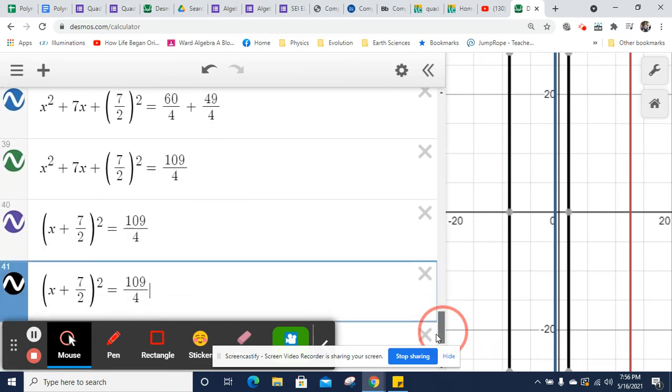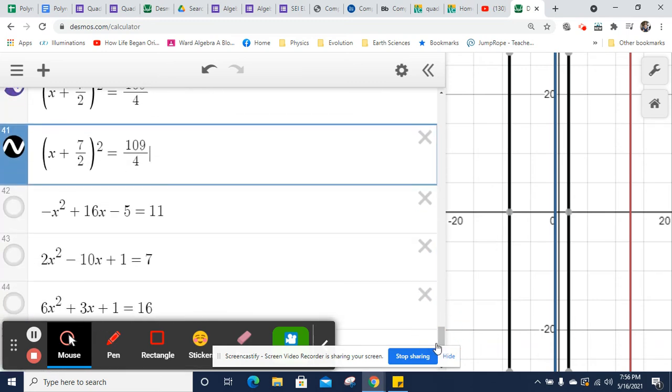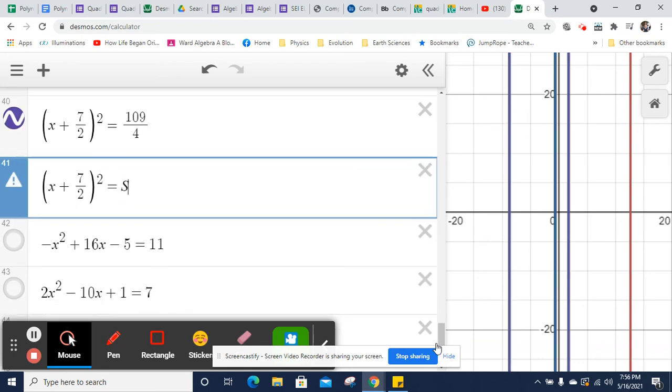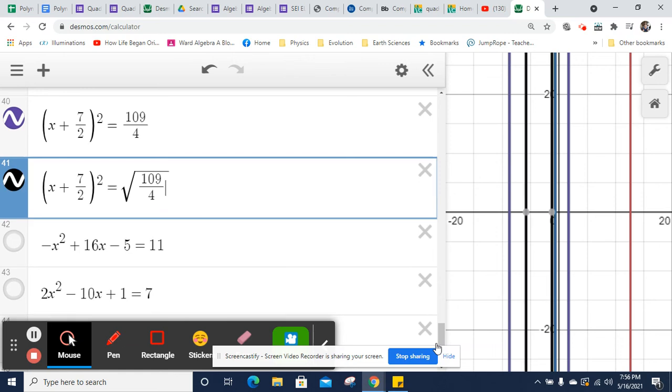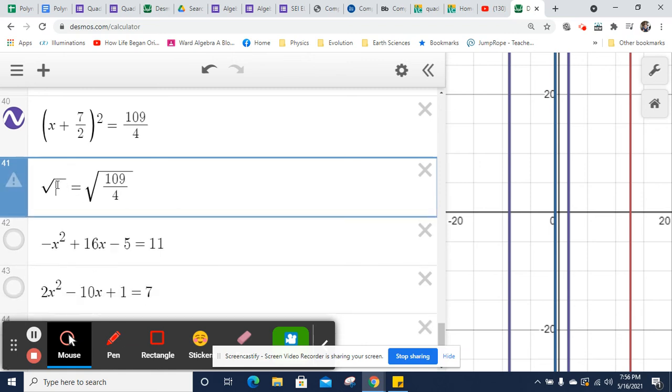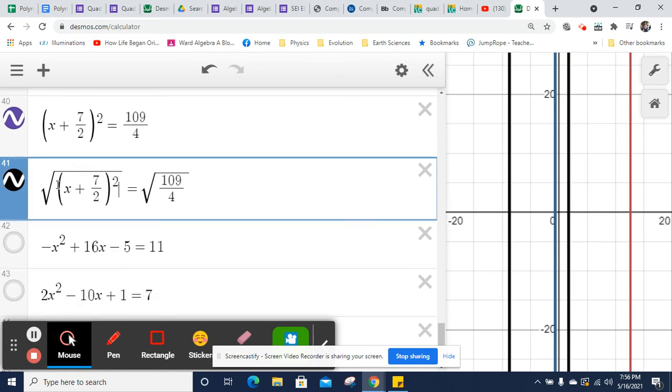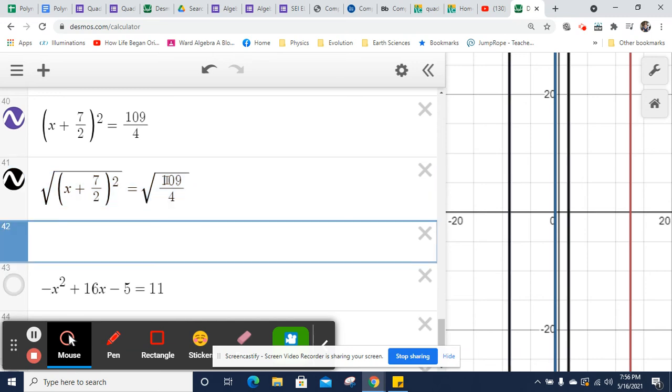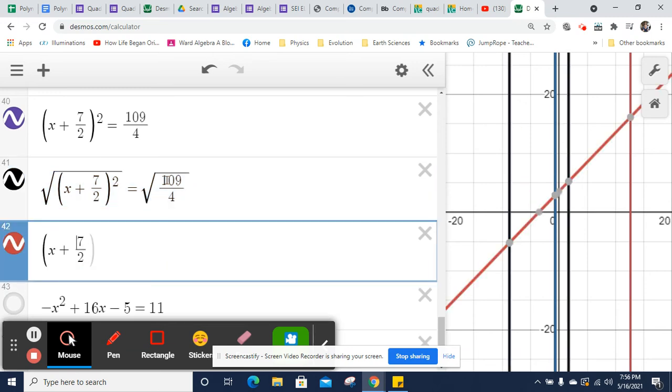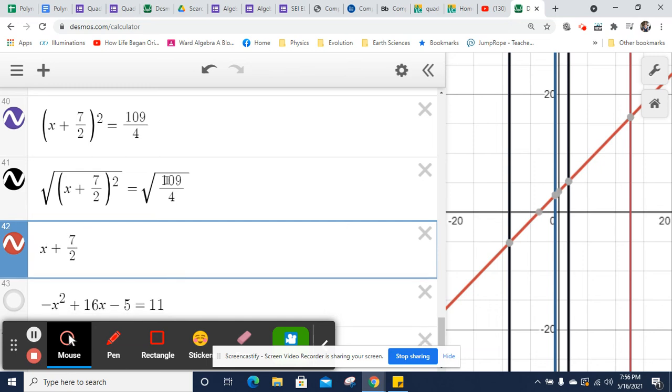Okay, and now I'm going to go to my, I believe it was my fourth step. Yes, take the square root of both sides. So we'll take the square root of both sides, and I'm going to have a plus and minus version of this one over here. So on the left side, I'm going to no longer have a square. And on the right side, I'm going to have the square root of 109 over 4.